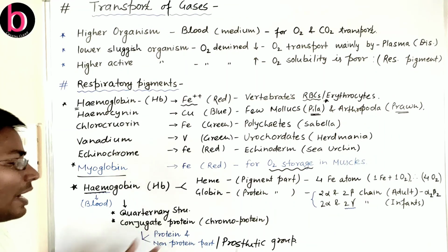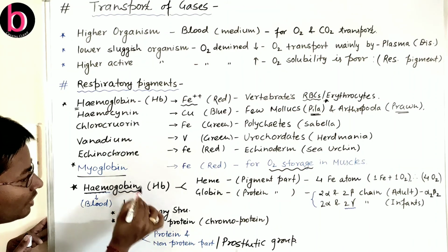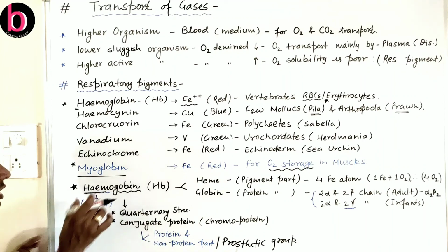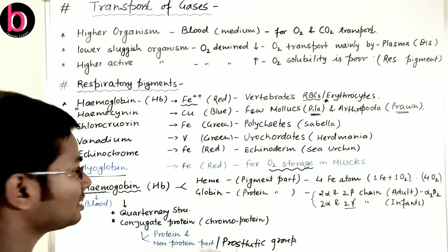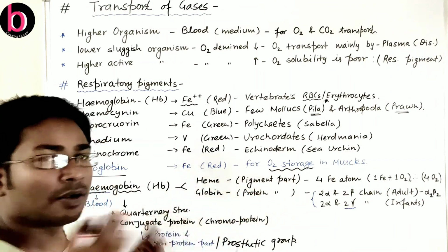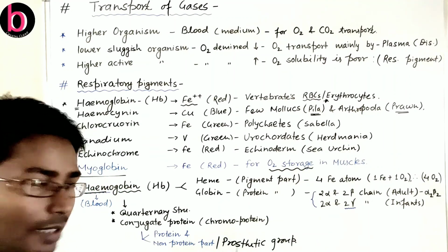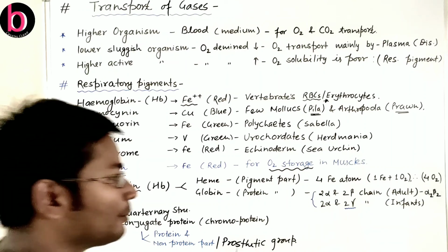So what is the protein part here in hemoglobin? This is globin, that is the protein part. What is the non-protein part? This is heme, that is iron. Heme is a pigment part that is made by 4 iron atoms in a single hemoglobin. This point is again very important.